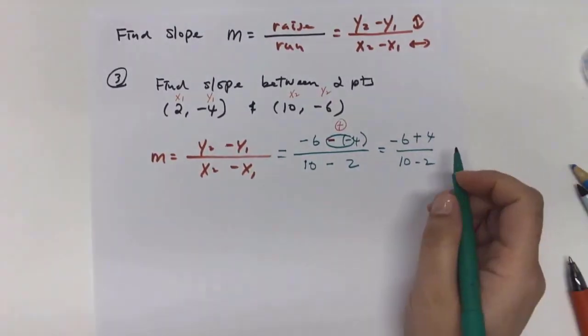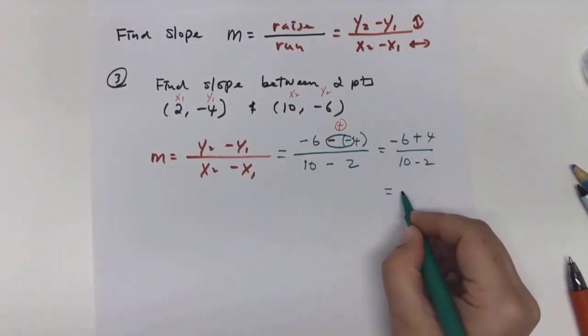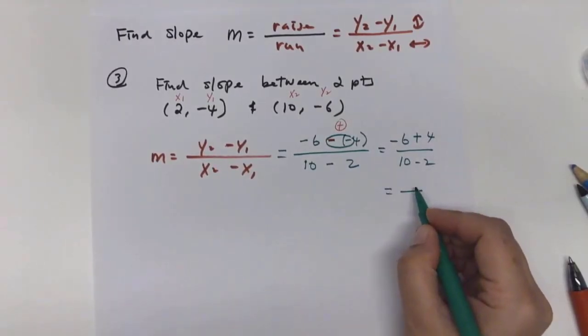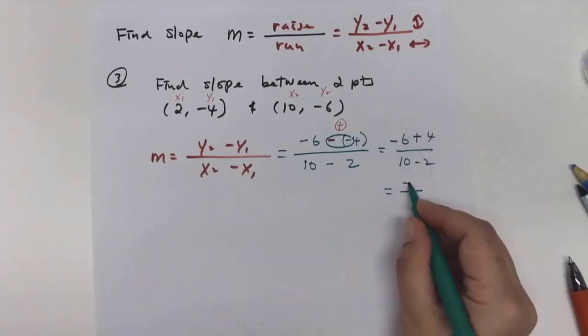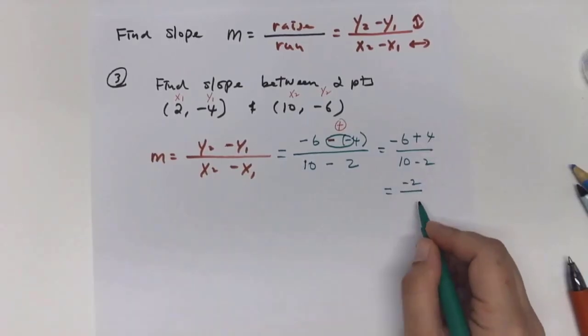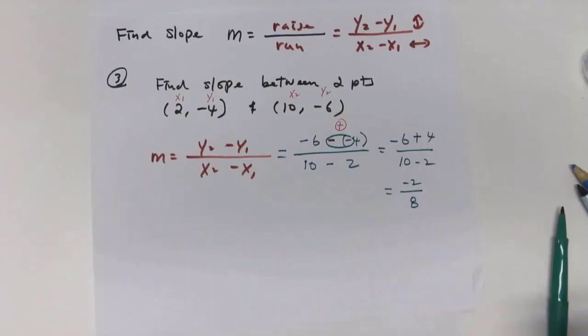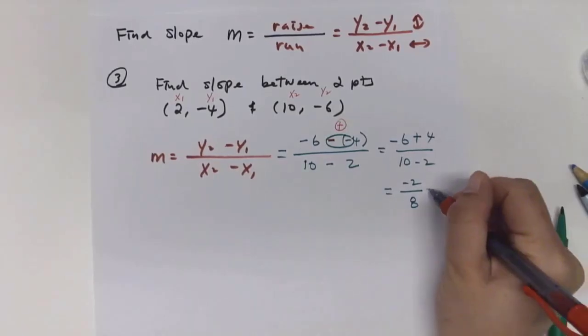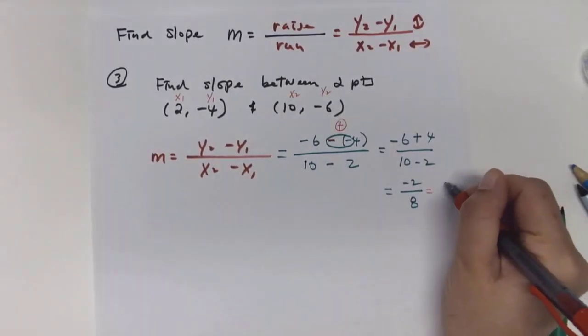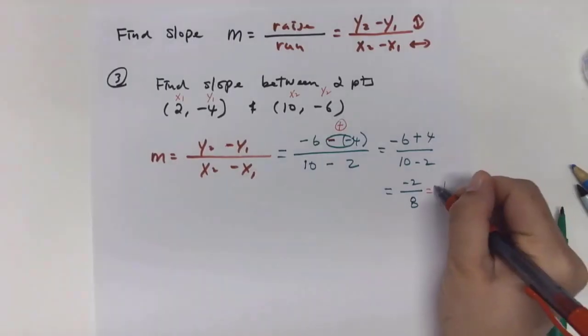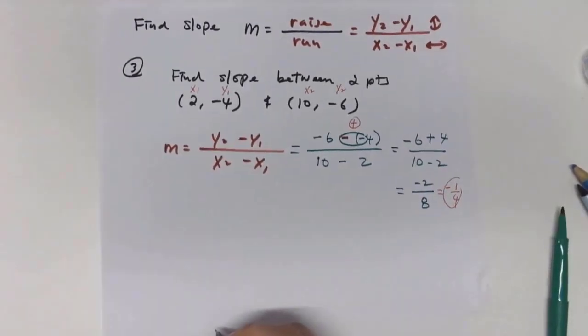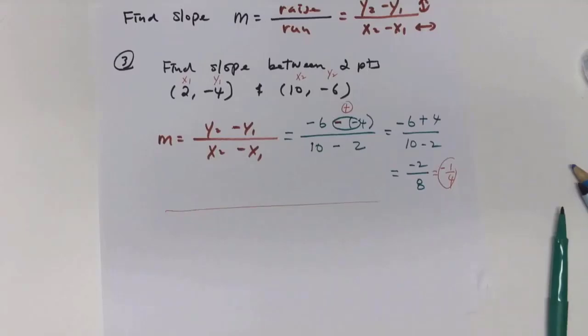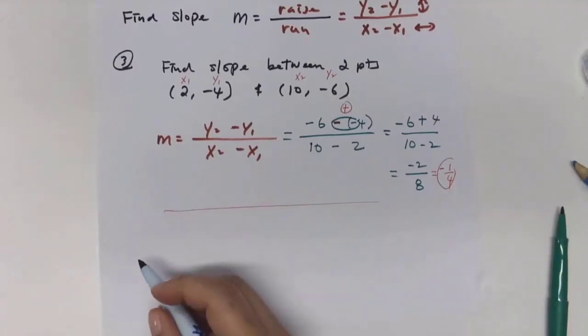Okay, so on top we have what? 2. Negative 2. At the bottom we have 8. So we reduce it, we're going to get negative 1 over 4. Okay? Alright, so that's one of them, and there's another one for the slope.